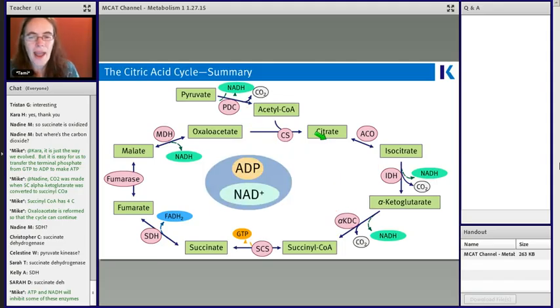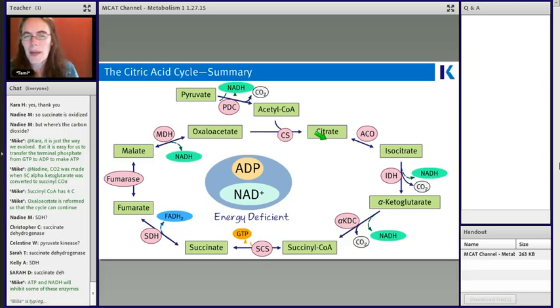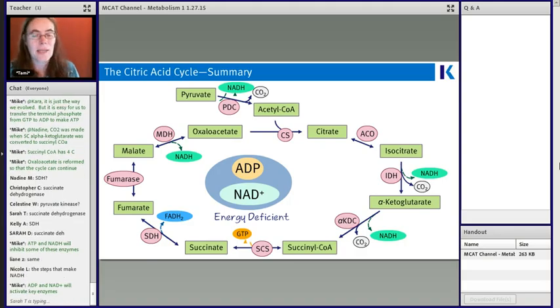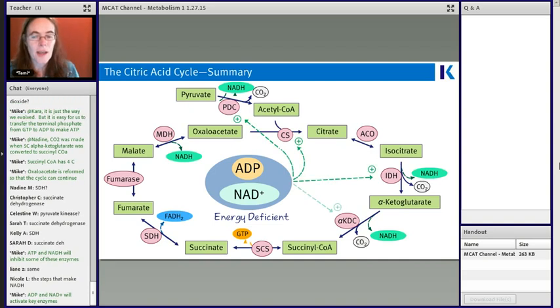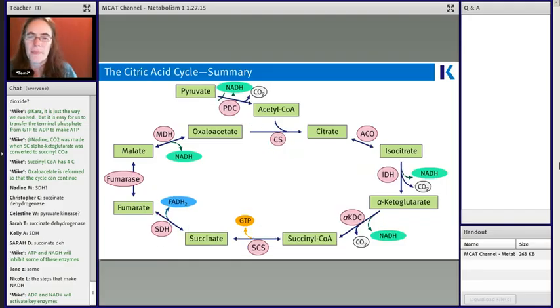If I have ADP and NAD+, I'm energy deficient. What am I going to activate? Well, this is easy. If I remember the 4 enzymes that ATP and NADH inhibit, ADP and NAD+ will activate. So this is my PDC, my CS, my IDH, and my alpha KDC. Notice the steps that make the NADH. Exactly, that's when we're energy deficient. Perfect.